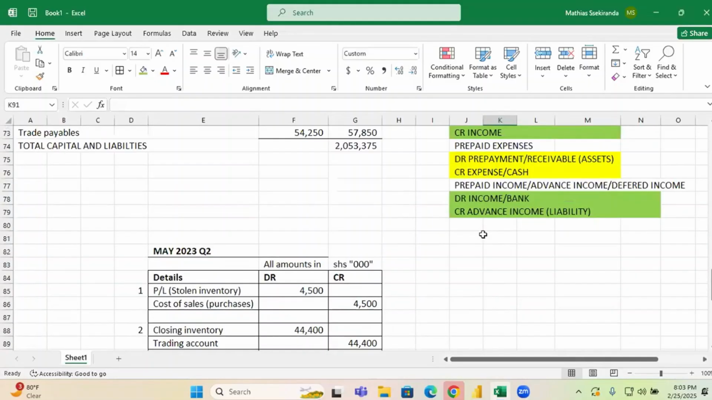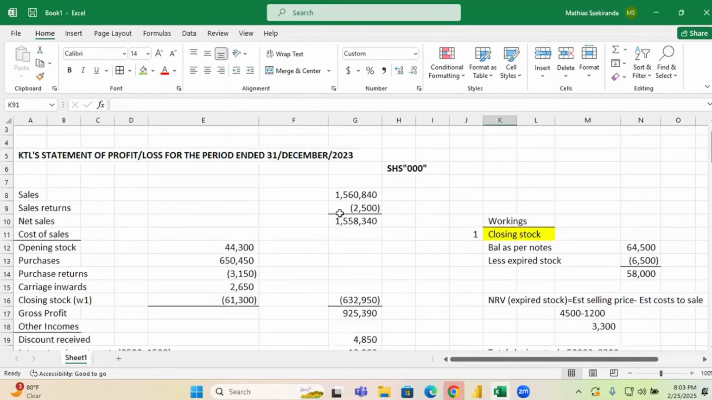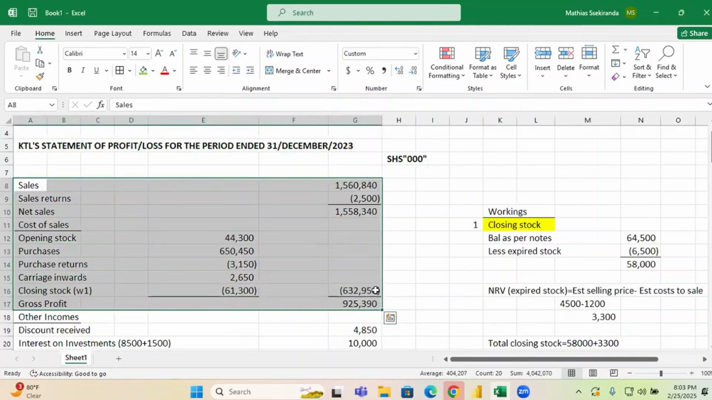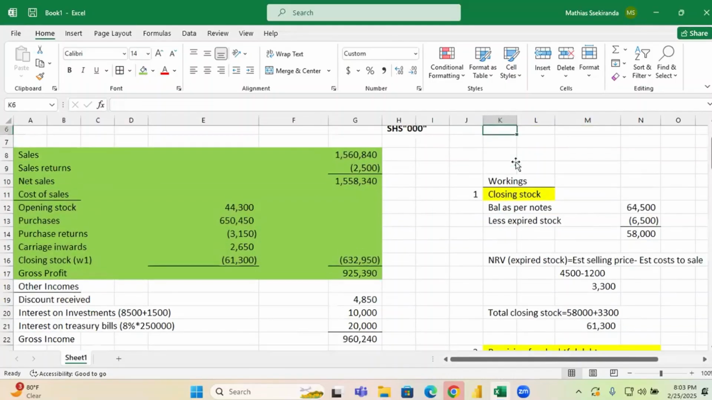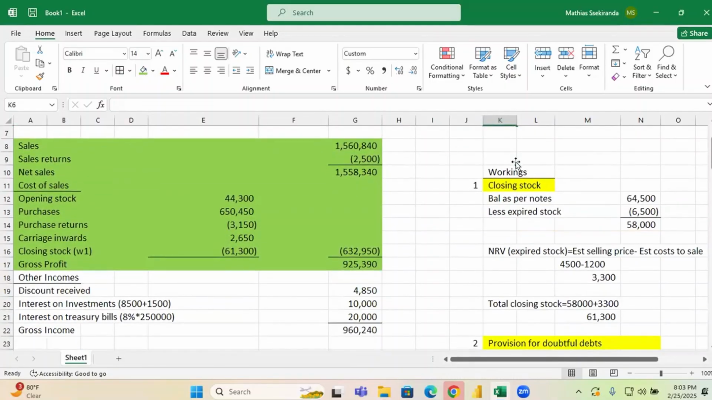Trading account, when you go to your profit or loss, trading account is this. The one that I've highlighted in green is what we call trading account, because that is the section in the profit or loss that involves buying and selling of inventory. Remember, inventory is purely goods that you buy for reselling. So here, this section in the profit or loss involves buying and selling. That's why we have sales and we have purchases and cost of sales. Okay?